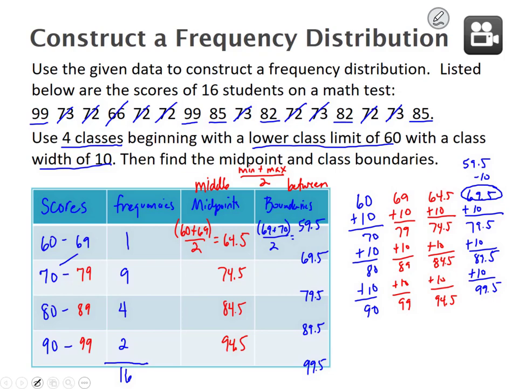So for the first class, the boundaries are 59.5 and 69.5. The second class would be 69.5 to 79.5. The third class is 79.5 to 89.5. The fourth class is 89.5 to 99.5.